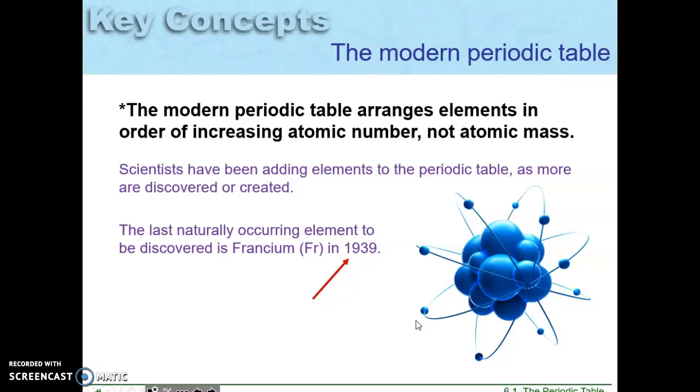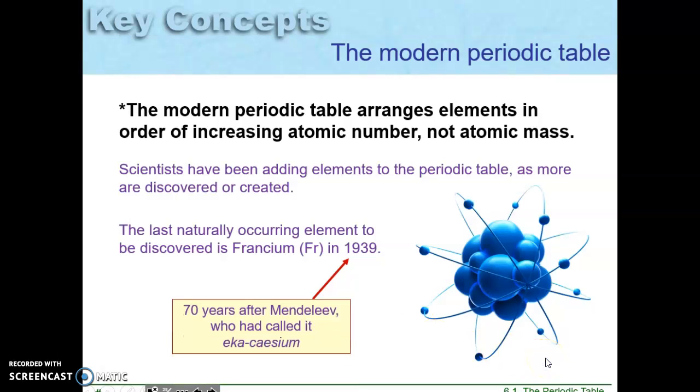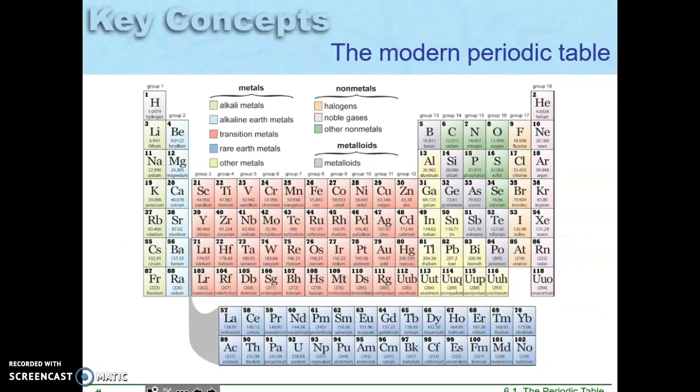The last naturally occurring element to be discovered is francium in 1939. The other ones have been synthesized. This is 70 years after Mendeleev said, there's going to be this element with these properties, and I'm going to call it eka-cesium, or after cesium. And he predicted the properties for francium 70 years later. Good job, Mendeleev. Good job, periodic table. Here is this crowning jewel.